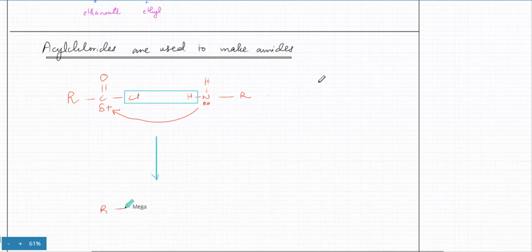You will have RC double bond O. On the other side, you're going to have R and NH. Now the middle part would get knocked out, and the lone pairs on N are going to connect with the carbon over here. So this N is going to get connected with this carbon, and this is your amide link.